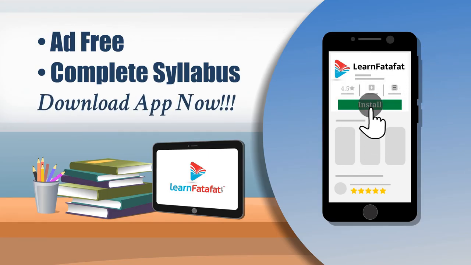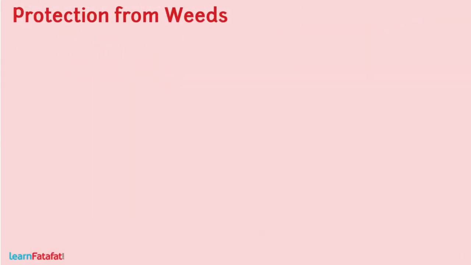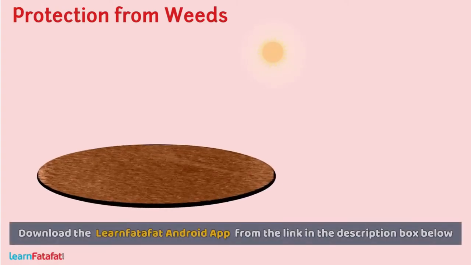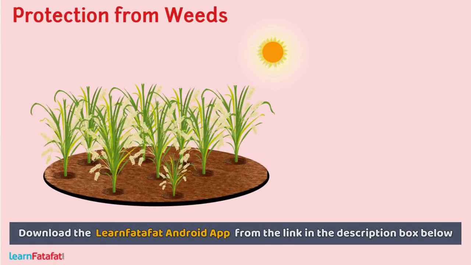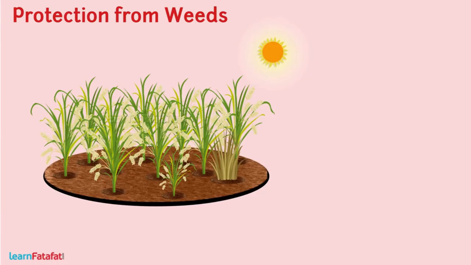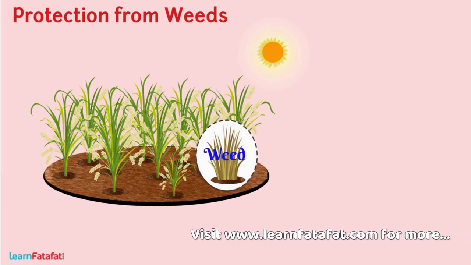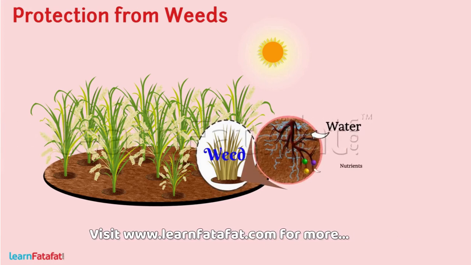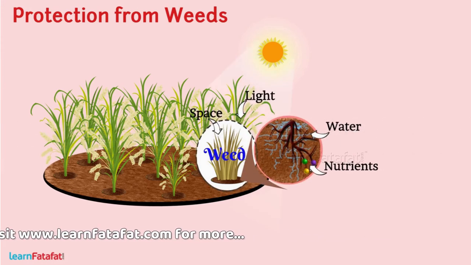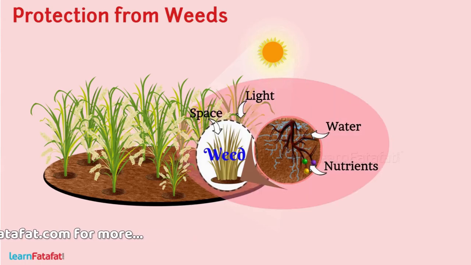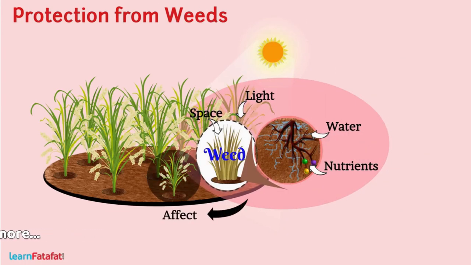Protection from weeds. In the cropland, along with desired crops, many other undesirable plants grow naturally. In the fields, all plants other than crop plants are called weeds. Weeds consume water, nutrient, space and light. Unavailability of all these factors affect the growth of crop.